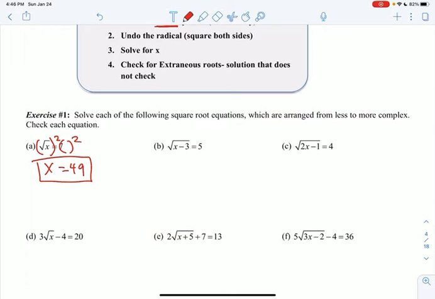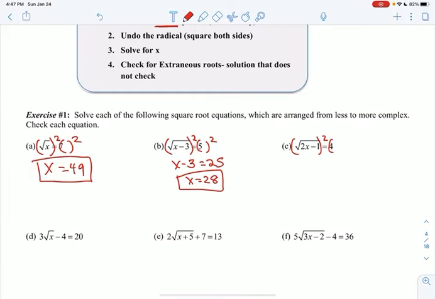B, I still have the radical by itself. That x minus 3 is all under the radical. So as long as the radical is by itself, you square both sides. The square root of x minus 3 squared is just x minus 3. So by squaring it, it undoes the radical. 5 squared is 25. I add 3 to both sides. There's my answer.